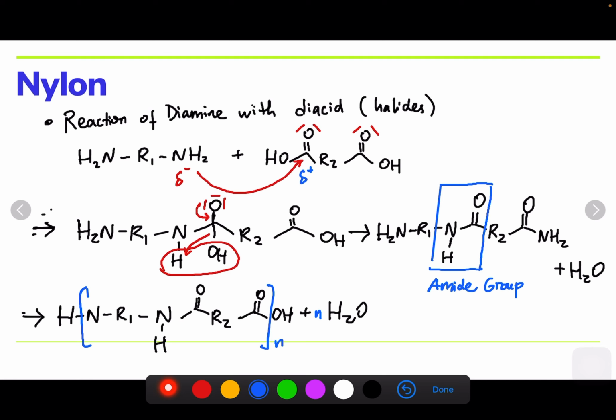So nylon, you remember nylon? We have the N here that has the amides. And how we name the nylon is based on R1 and R2. If the total carbon in R1 is 6, and the total carbon in R2 is 10, that is nylon 610. Or if they have the same carbon count, 6,6, we call it nylon 6,6.